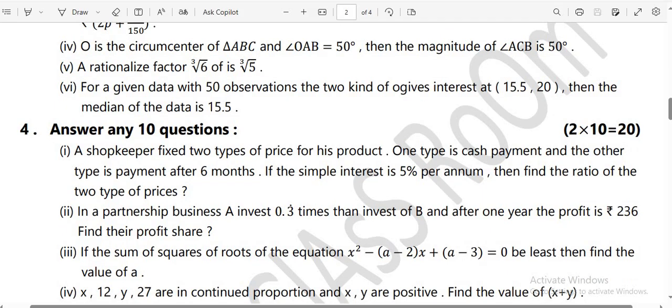Question number 3. If the sum of the squares of the roots of the equation x square minus (a minus 2)x plus (a minus 3) is equal to 0 be least, then find the value of a.